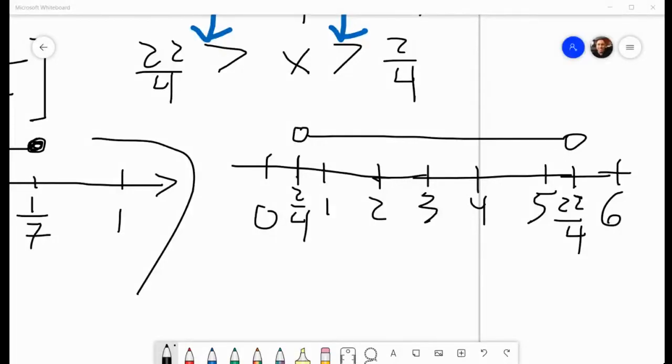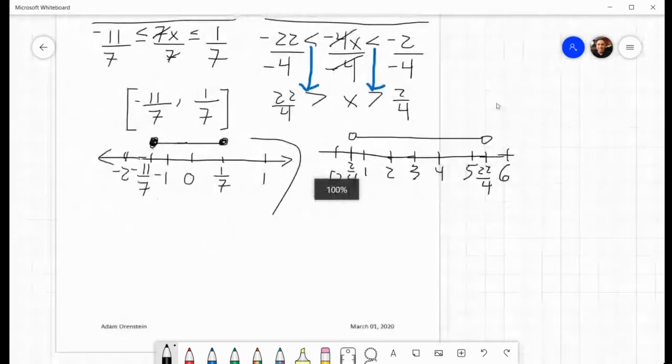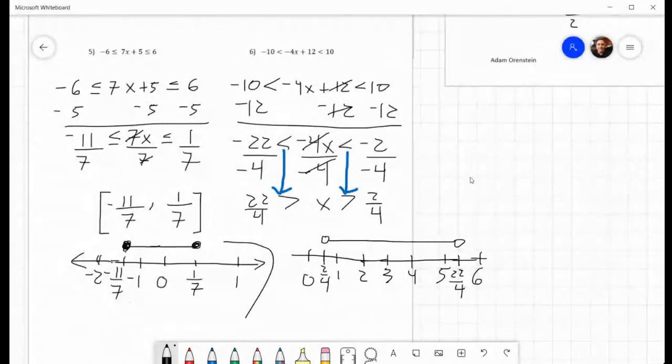Okay, any questions on that? Okay, I really hope that makes sense to everyone. So let me just zoom this out. So I guess everyone can see, right?